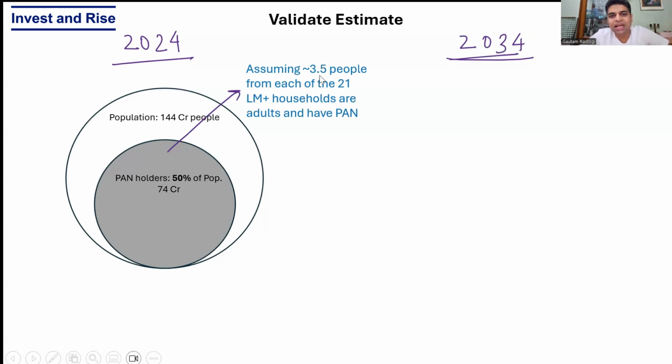So what it means is 3.5 people from each of the 21 CR lower middle and above households are adults and they have PAN, only because only adults can have a PAN card, right? So 21 times 3.5 is 74. And people falling in lower middle and above households are likely to have a PAN.